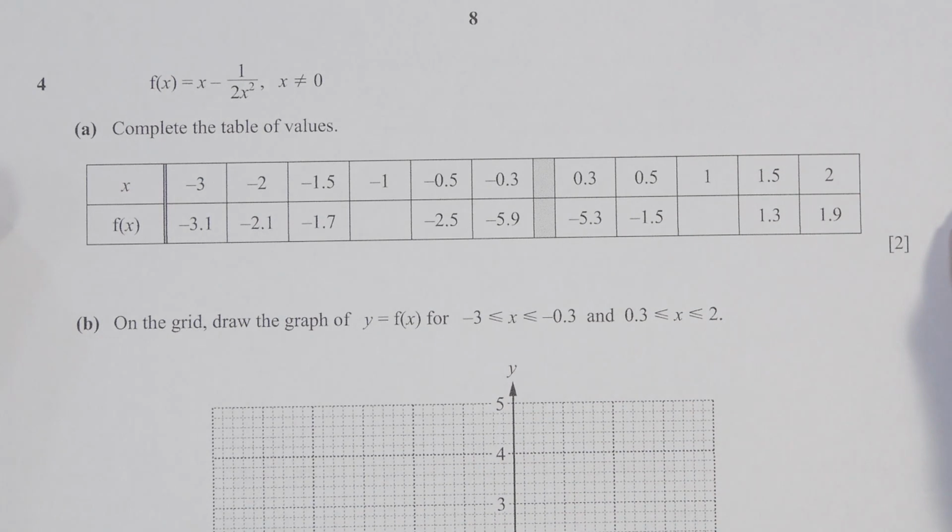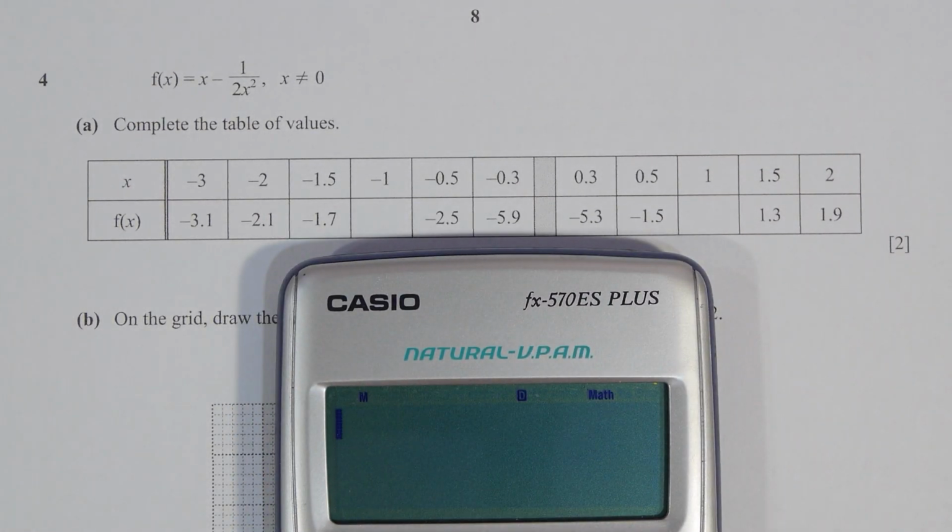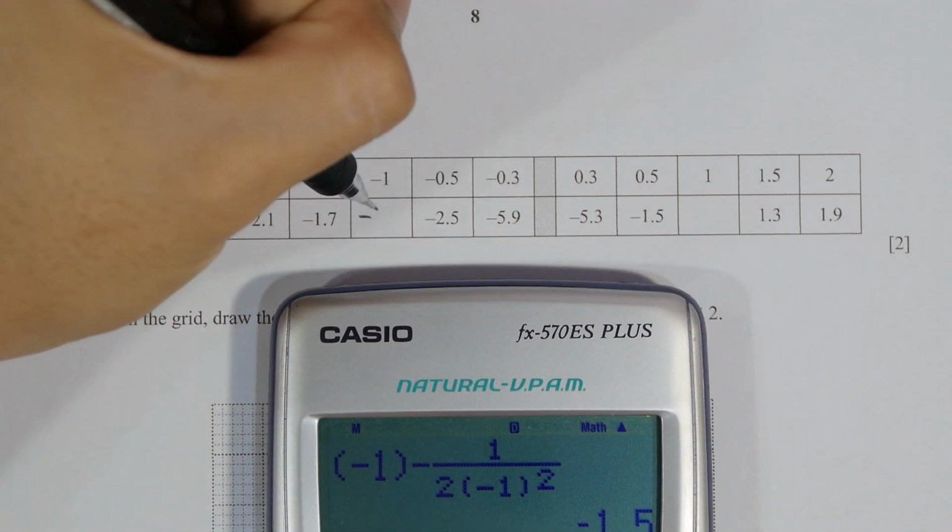Question 4, pretty straightforward. Simply substitute x equals -1 and 1 into the formula given. Then you have sufficient variables to draw out the graph as shown below.